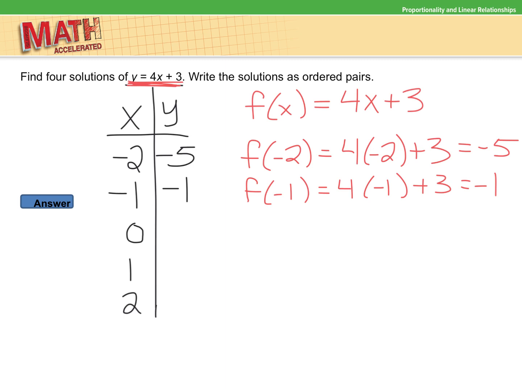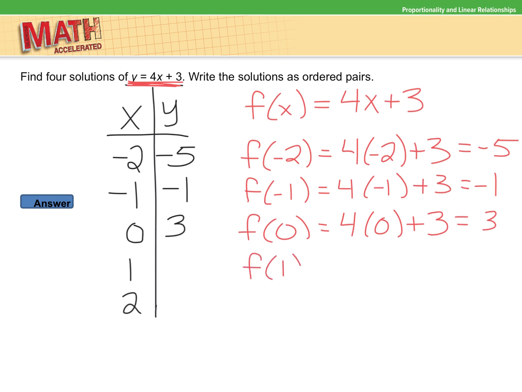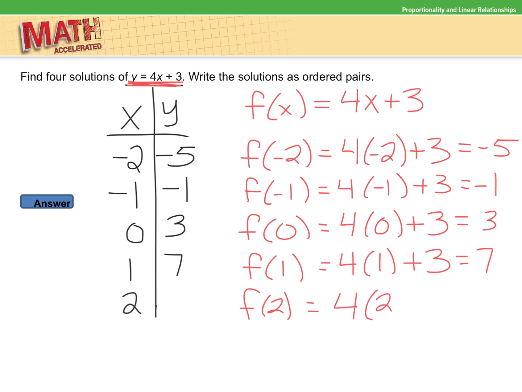Okay. Now I need to find f of 0. So I have 4 times 0 plus 3. What's my answer for that one? 3. Now I need to find f of 1. 4 times 1, 4 plus 3. 7. Last one, f of 2. We need to do 4 times 2 plus 3. What is it? 11.